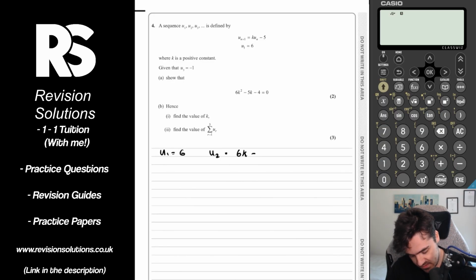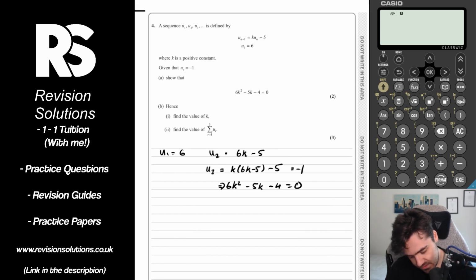6k minus 5. And then u3 would be k times 6k minus 5, minus another 5. But we know that's actually equal to -1 from the information. Then multiplying out the bracket, we'd have 6k squared minus 5k. Then we've got a -5, we're going to add the 1 over, which makes it -4 equals 0, and then we've got the result they asked for.